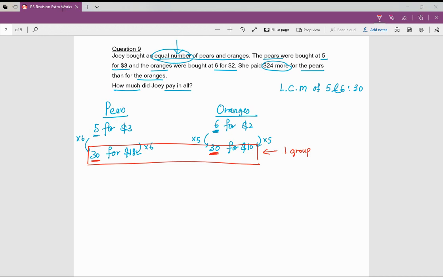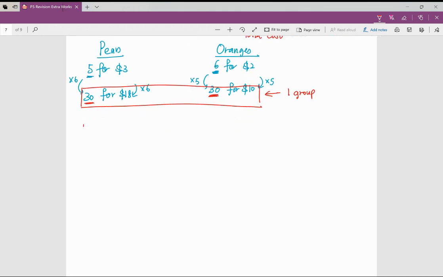Let's see what the question gave you. The question also gave you that she paid $24 more for the pears than for the oranges. So this $24 more means it is the difference in total cost. They give you the difference in total cost to work with. That means you will also need to find the difference in cost inside one group, because you must compare the same thing. You cannot compare total to difference.